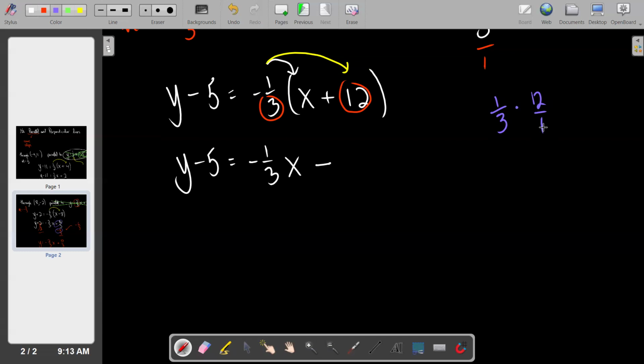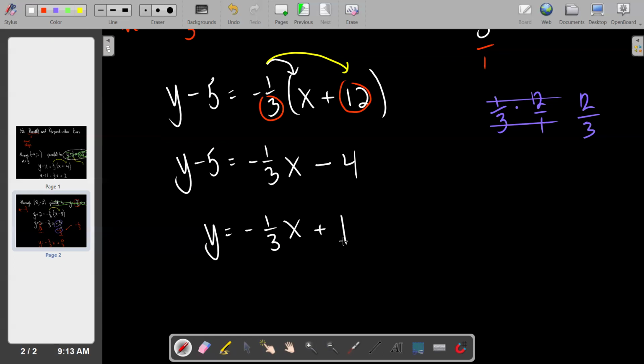Whatever floats your boat. You could reduce now or later. 1 times 12 is 12. 3 times 1 is 3. 12/3 reduces to 4. And you see, that's just an auto-eliminating fraction. Love those. If you add 5 to both sides, you're done. Y equals negative 1/3 of x. Negative 4 plus 5 is positive, so plus 1. Done.